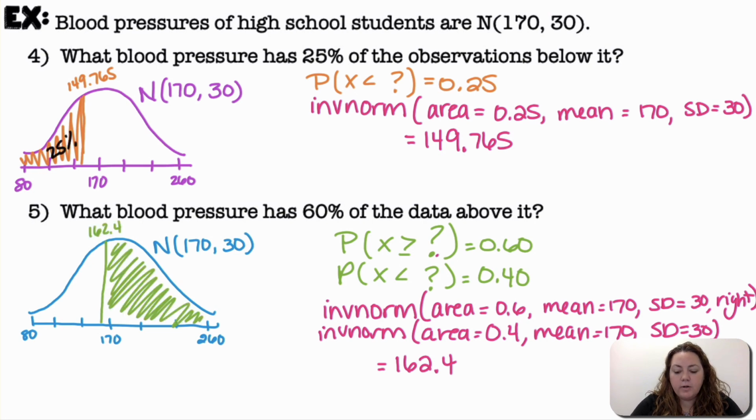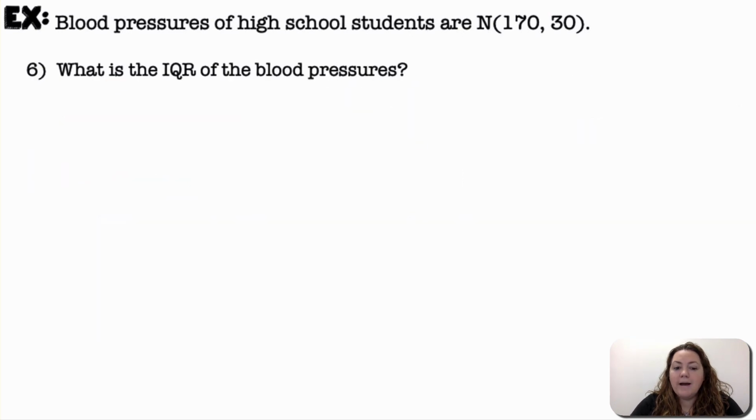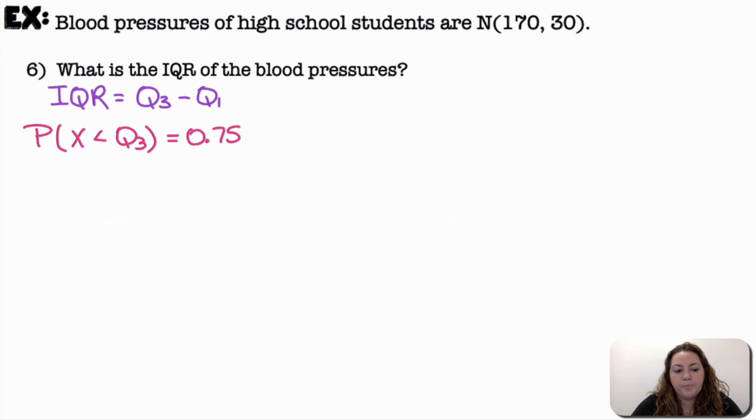So this top one was 25%, this bottom one was 60%. What is the IQR of the blood pressure? So remember from the previous notes that IQR is the interquartile range, which is the third quartile minus the first quartile. So I have to figure out what is the value at the third quartile and the first quartile. So the third quartile is happening at the 75th percentile. So the probability X is less than quartile 3 is going to be 75%. So that third quartile would be 190.235.